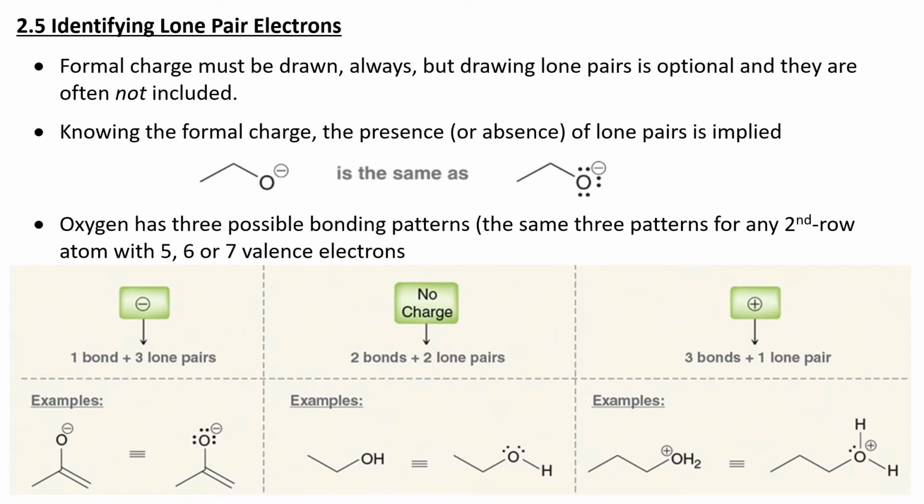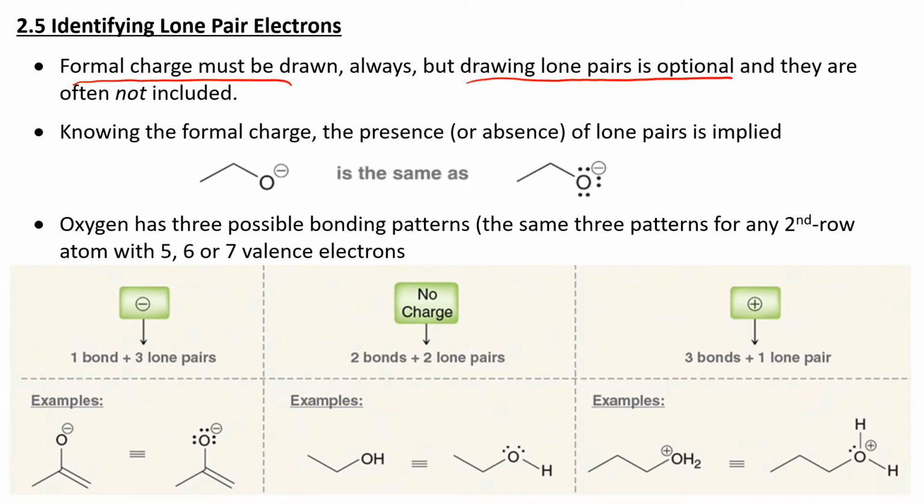Carbon can have formal charges as well as other atoms such as oxygen and nitrogen. It's important that we understand the patterns for carbon, oxygen, and nitrogen. These are going to be the 3 most common that you encounter, and you need to know their patterns. Now, you always have to draw a formal charge. However, drawing lone pairs is optional. All right, from here on out, you may not see them included.